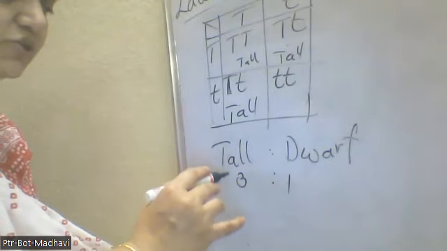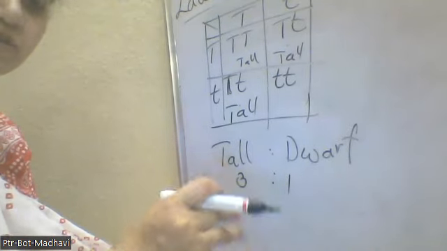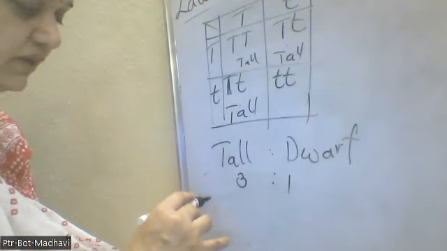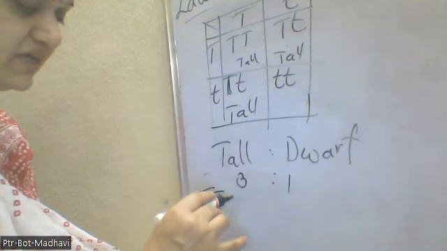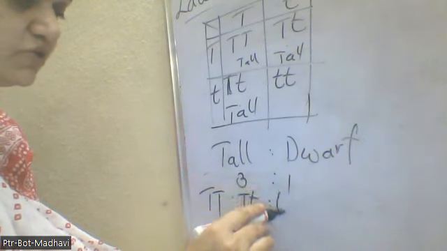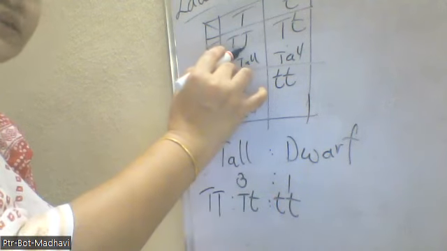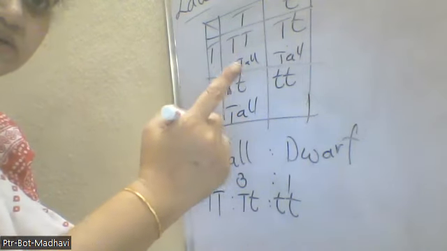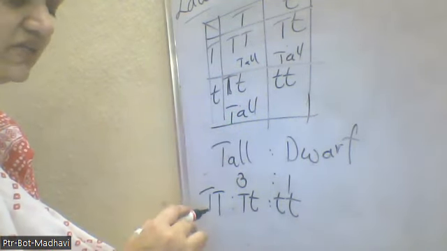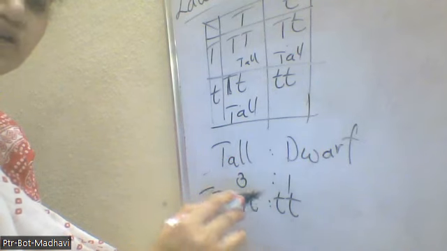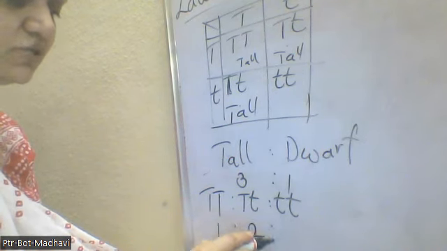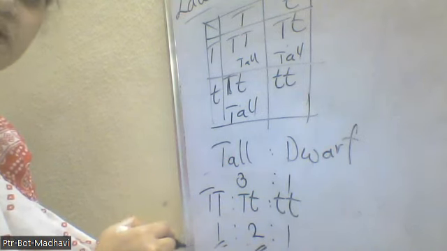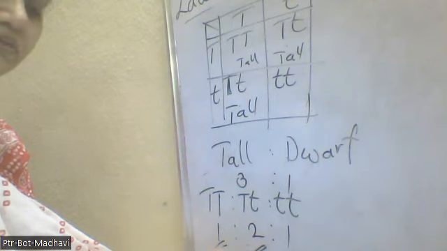Now comes the genotypic ratio. The allelic representation of the phenotype is called the genotype. Here, the allelic representation: capital T capital T, capital T small t, small t small t. See here, capital T capital T, capital T small t. Here also capital T small t, so only once we can write. Like that we can say capital T capital T, capital T small t, small t small t. So the plants are 1:2:1. That means 1 plant of this kind, 2 plants of this kind, and 1 plant of this kind we get in the genotypic ratio.